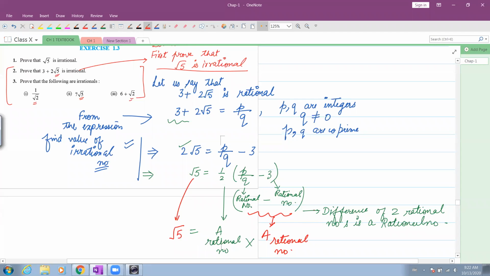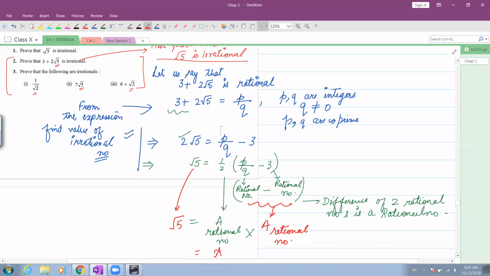अगर हम एक फ्रैक्शन को एक फ्रैक्शन से मल्टीप्लाई करें, आंसर कैसा आएगा? Fraction में. Yes. So a rational number into a rational number is going to give you a rational number. So see what we have obtained here. मैंने आपको कहा था अपने इरेशनल नंबर की वैल्यू फाइंड कर लो, और हमें क्या मिला? उस इरेशनल नंबर की वैल्यू क्या आ गई?